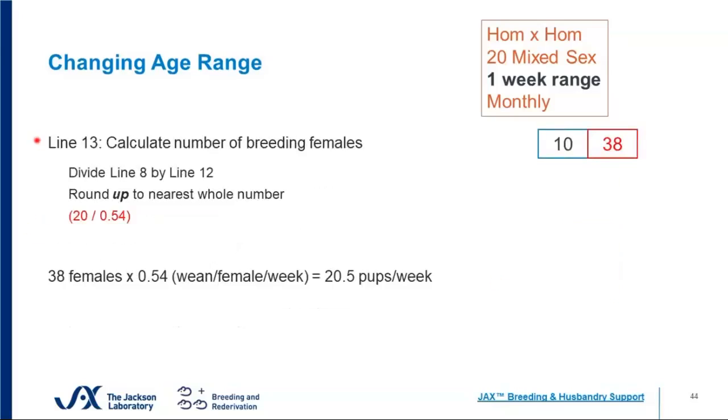We will have to change the number of breeding females. So again, we divide the number of mice we need every week, which is 20, by our wean per female per week. And now we need 38 females on the shelf. And again, I can make sure this all works. 38 females times our breeding performance, 20.5 pups every single week. So that works out right.